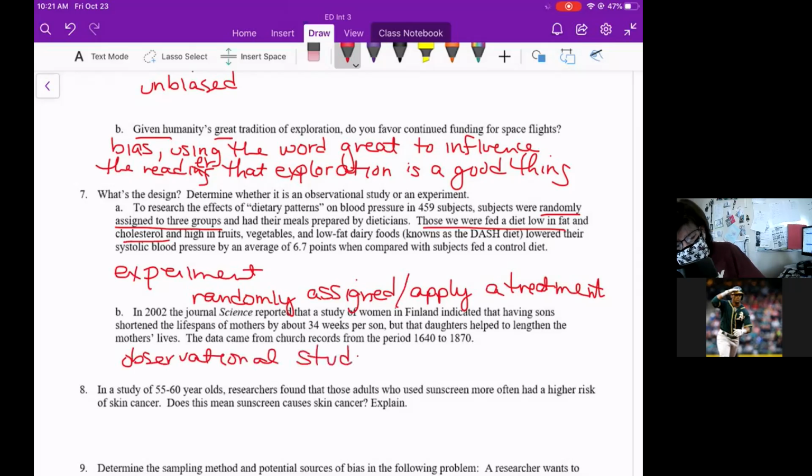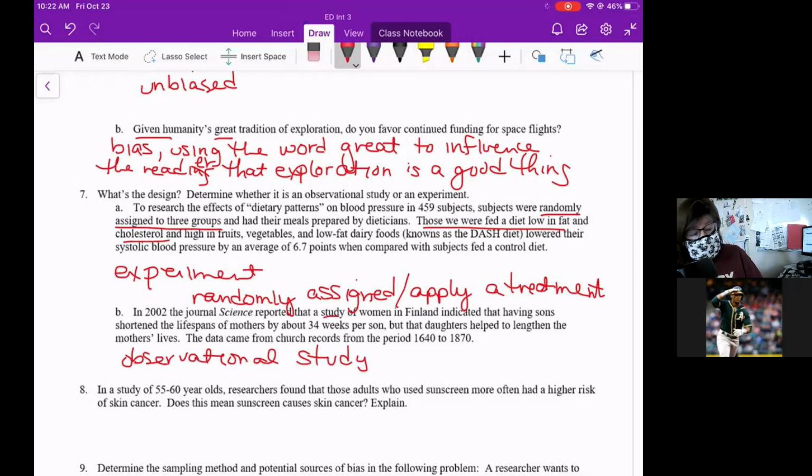Even though it says the word study, that does not mean it wasn't an experiment. So don't think, oh, it says the word experiment, so it's got to be an experiment. No, look at what's happening in the picture or in the situation. Are they doing something to them or are they looking at something? If they're looking at something, it's an observational study. If they're not doing anything to influence it, it's an observational study.